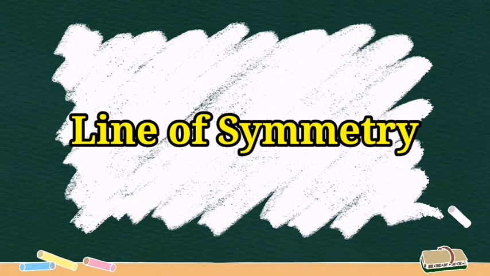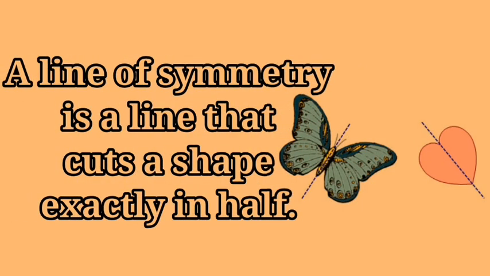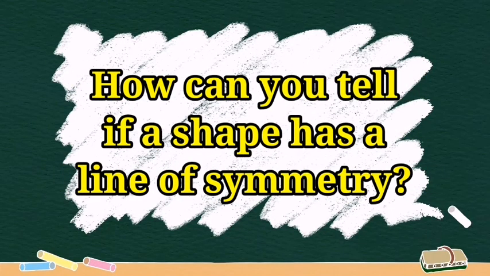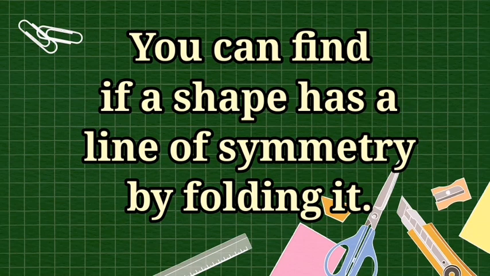Now, let's review the line of symmetry. We have learned that a line of symmetry is a line that cuts a shape exactly in half. This means that if you were to fold the shape along the line, both halves would match exactly. How can you tell if a shape has a line of symmetry? You can find if a shape has a line of symmetry by folding it.